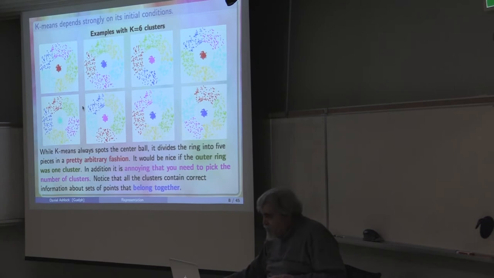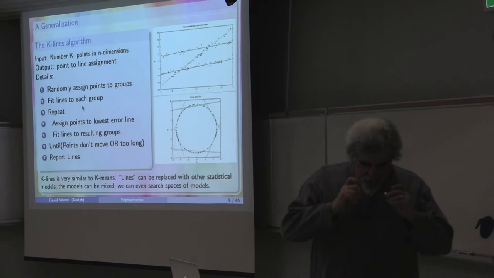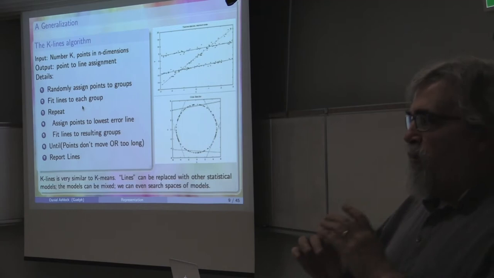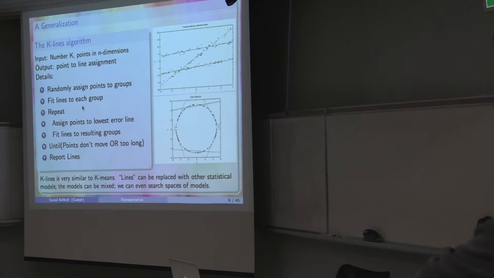Okay, so let's stop for a minute and think about what else you could do with the k-means algorithm. It just puts everybody into clusters based on which center you're closest to, recomputes the centers, and does that over and over, right? So, the k-lines algorithm. Input a number k, points in n dimensions, output a point to line assignment. Details: randomly assign points to groups. Fit lines to each group. Repeat: assign points to the lowest error line, and fit lines to the resulting groups until points don't move or too long. That's exactly the k-means algorithm, except I ripped out being closest to the center and replaced it with fit a least squares line.